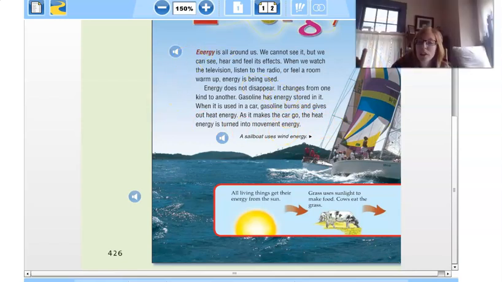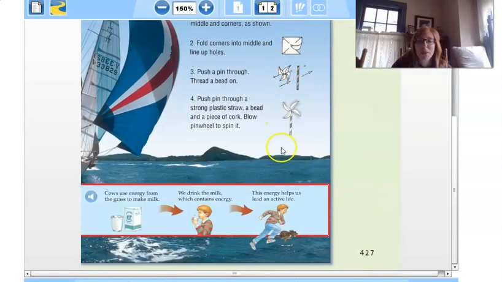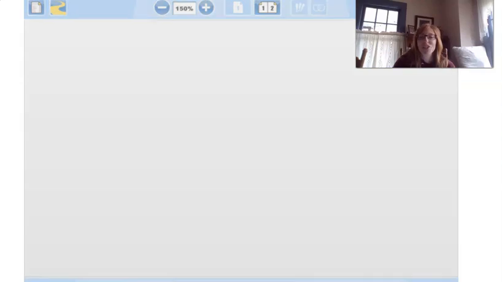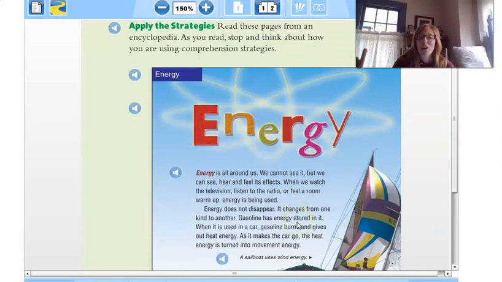So what do you think? What do you think would happen if you held this pinwheel up into the air? What do you think? I'm pretty sure that the wind energy would make that pinwheel spin because the text says when you blow on it, it would spin. And we know that the energy we use to blow out would then move the pinwheel just like wind would. All right, well, I hope you enjoyed your reading and you learned something about energy today.